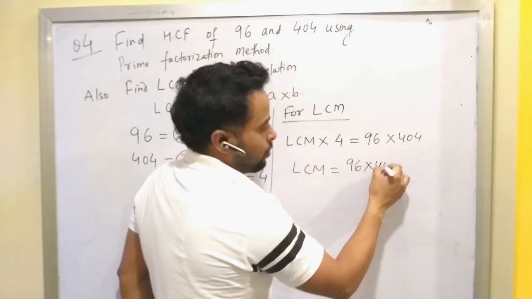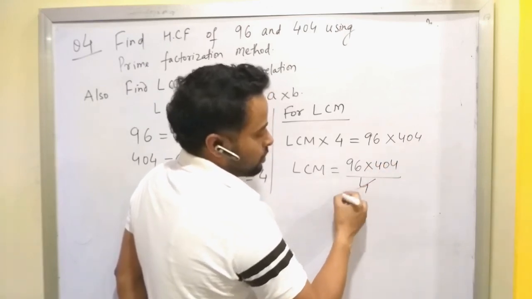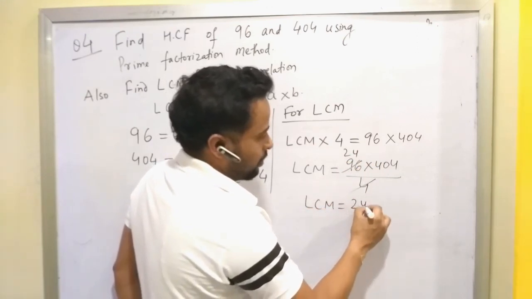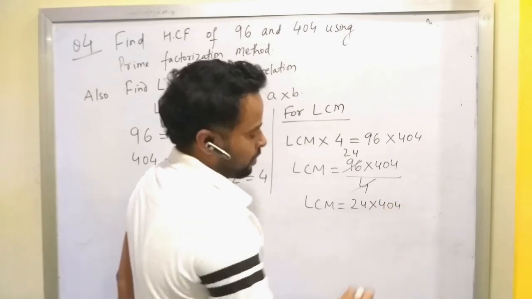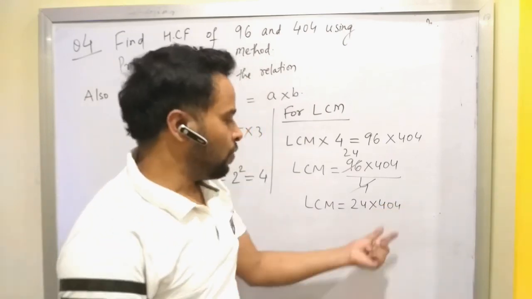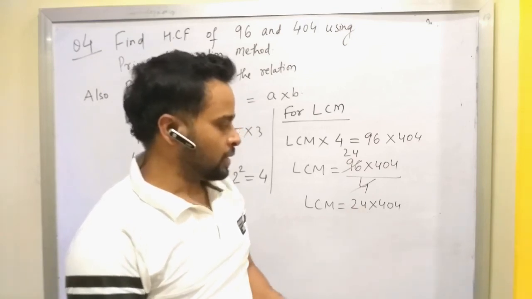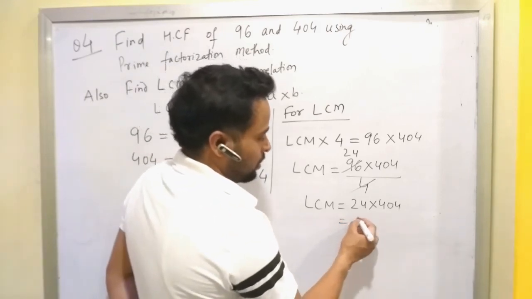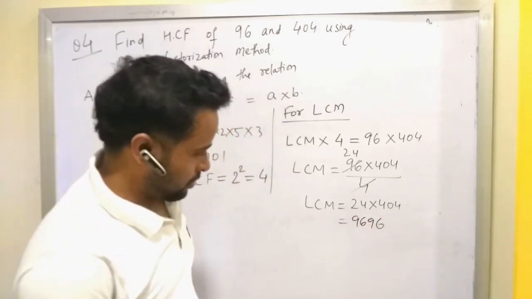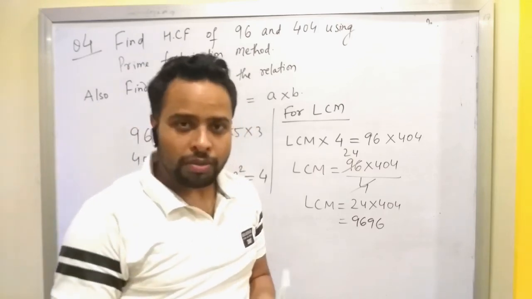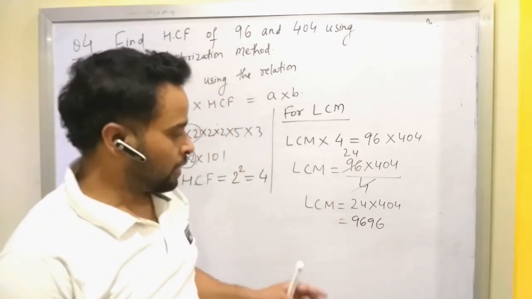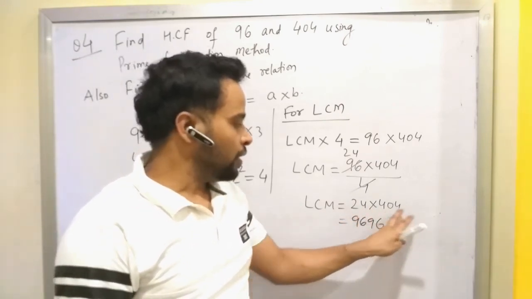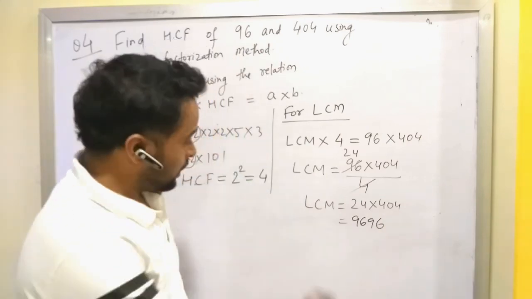96 into 404 divided by 4. So if I divide, it is 24. So LCM is 24 into 404. And the calculation is also very easy. 400 into 24, 24 4s are 96, 9600, and 24 4s are 96. So 9696, I guess. If my multiplication is wrong, please excuse, but what I did is 24 into 400, 24 4s are 9600, 24 into 4, 96, so 9696 is the LCM.